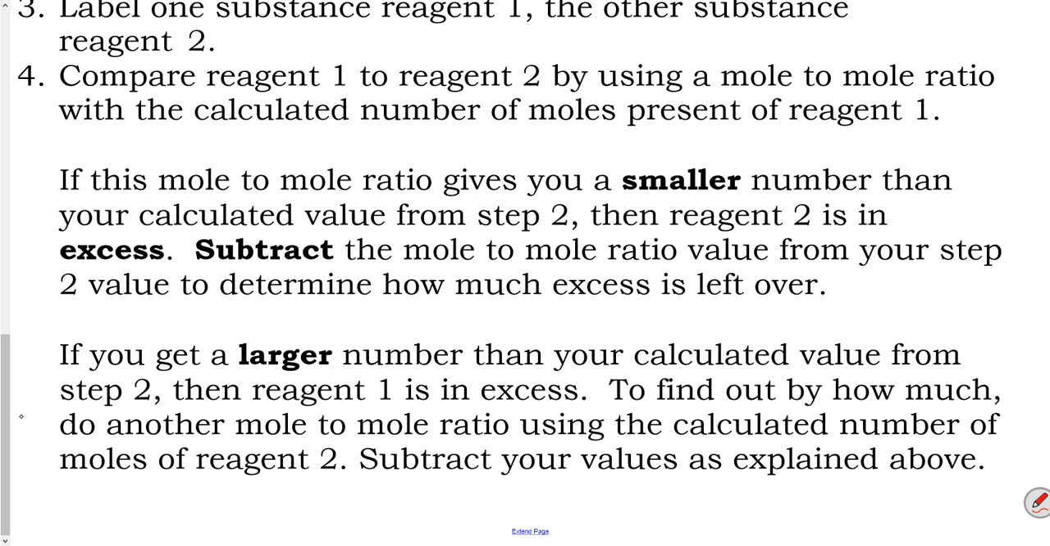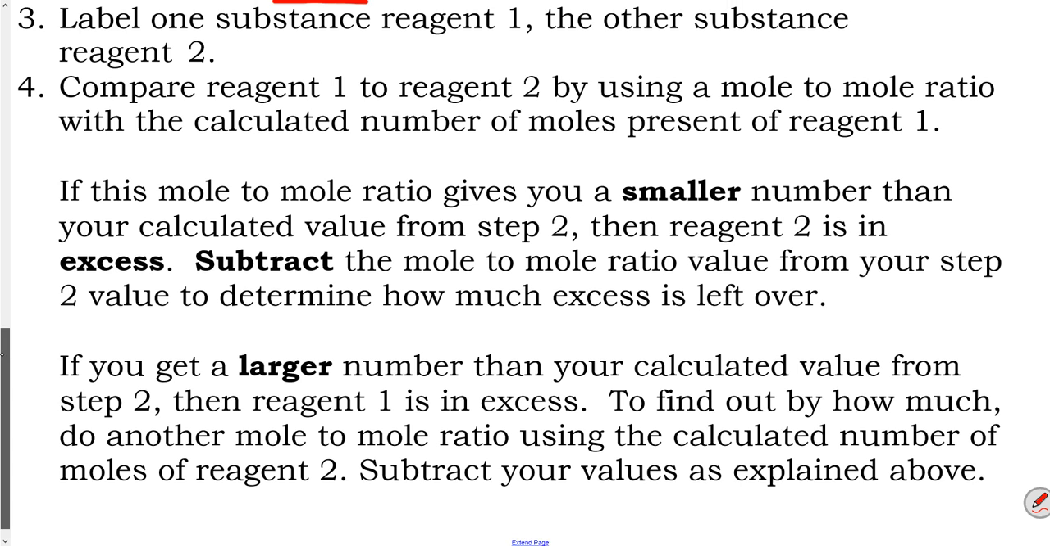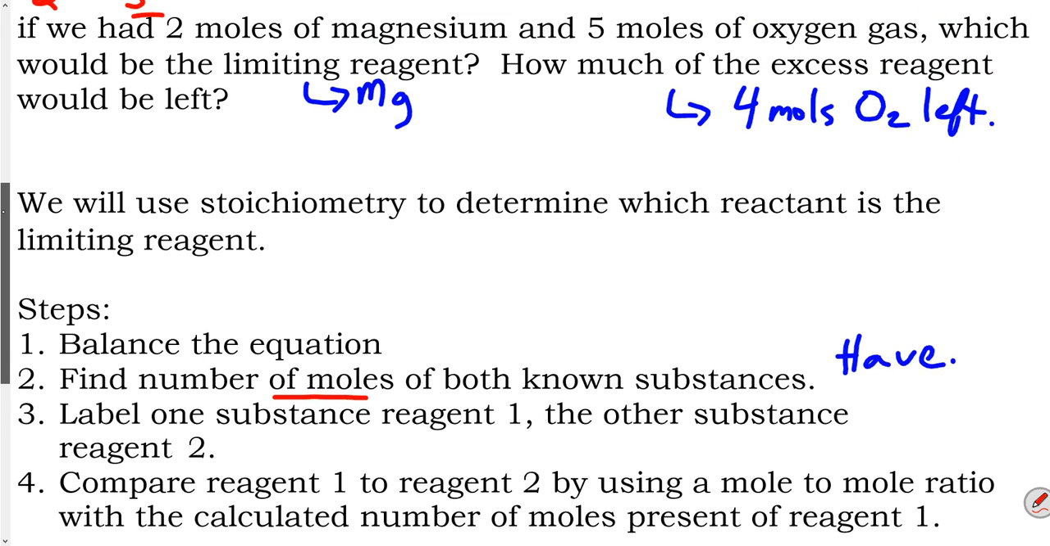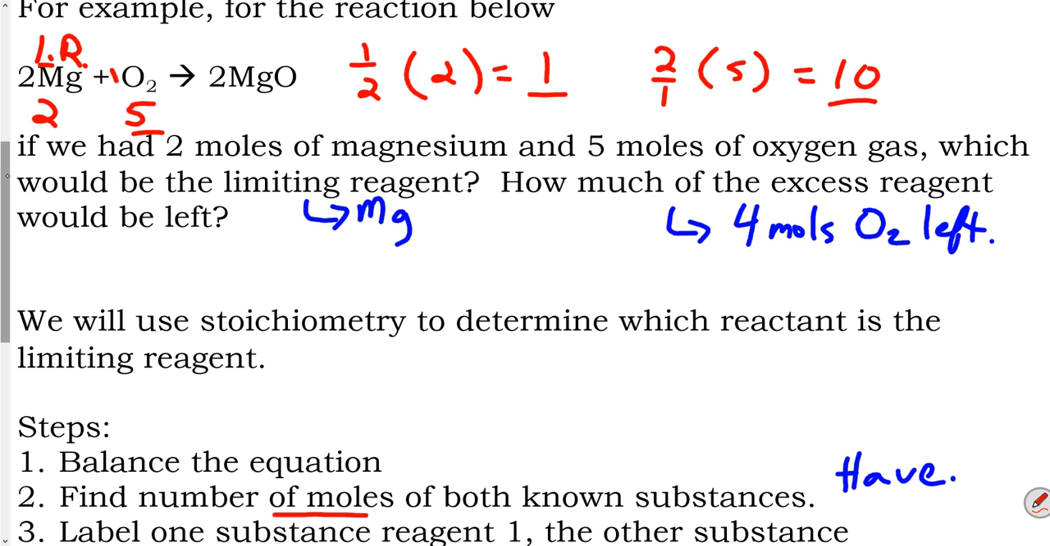Now, if the mole-to-mole ratio gives you a smaller number than the calculated value, then the reagent is in excess. So when I did the reaction up here, see how I have 5 moles, but I calculated I only needed 1. That's an excess. So I have extra.